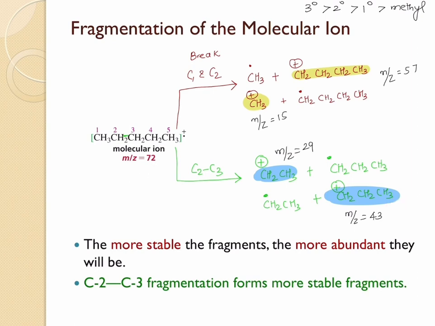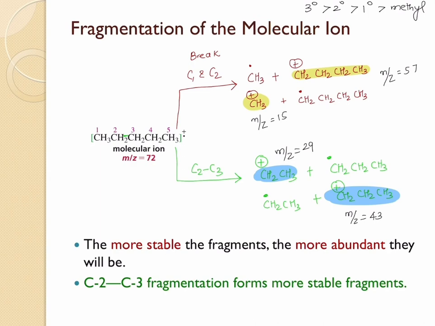Similarly, for the ethyl carbocation, there needs to be a loss of the propyl radical. The propyl radical has a mass of 43, and you subtract it from there, and that corresponds to the ethyl carbocation. Similarly, when you come to the C1-C2 bond breaking, you have to subtract 15 for the loss of the methyl radical to form the peak at m/z equals 57. And for the methyl carbocation, you subtract a loss of 57 to account for the m/z value of 15.